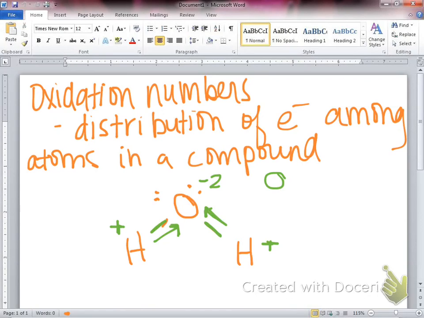So that's just a very, very brief introduction to Lewis structures and what they look like. But essentially, even though we've got a neutral molecule, it doesn't mean that electrons are distributed evenly throughout that molecule. So these oxidation numbers tell us where the electrons are located depending on our position within our molecule. Does that make sense? Okay.